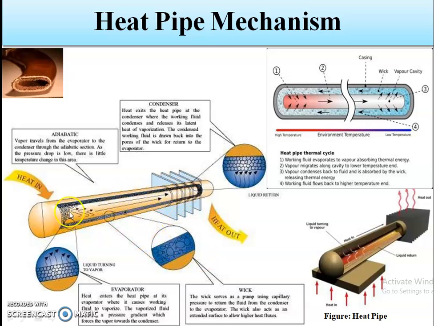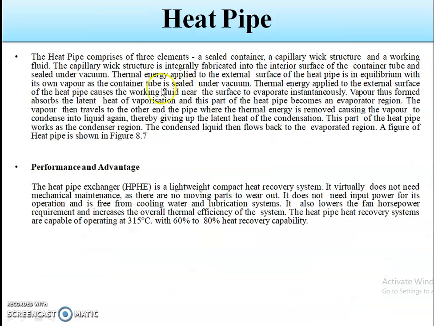Water is used here, and nowadays it is used in various applications. A lot of research is going on in heat pipes, for example for aerospace applications, to reduce heat. Heat pipes are very useful for aerospace applications. Nowadays nanofluids are also used in heat pipes to find better efficiency. In the next slide we discuss performance and advantages.